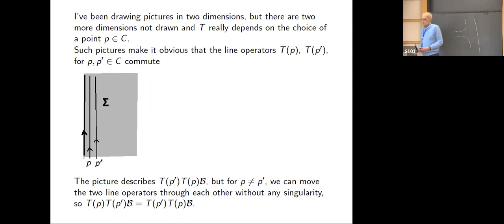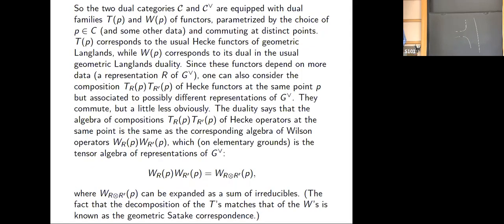So the two dual categories, C and C dual, are equipped with dual families of functors parameterized by a point in C and some more data that I haven't stressed, and commuting at distinct points. So T of P corresponds to the usual Hecke functors in geometric Langlands, and W of P corresponds to its dual in the usual geometric Langlands duality, which is more elementary. And, well, I made various more statements in the rest of the slide, but maybe we don't have to go through quite that much detail.